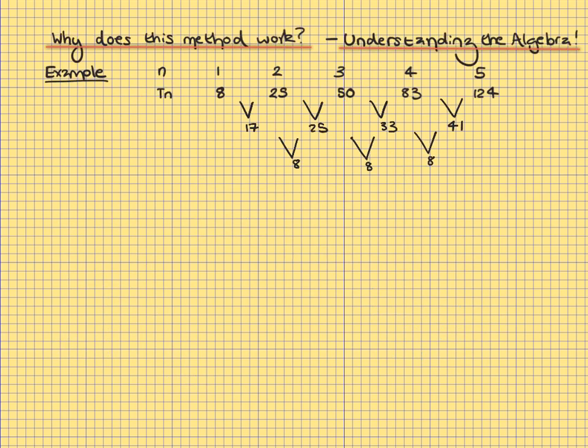So now we're going to try and understand why this method works. Where do these three little equations come from? So I've got the same example we looked at previously written out again, the terms of the sequence Tn and the corresponding n value of each term. I've also written out the first layer of differences and the second layer of differences as well.